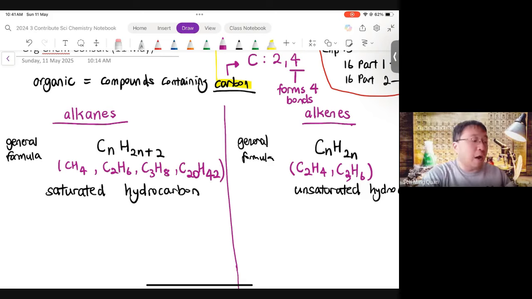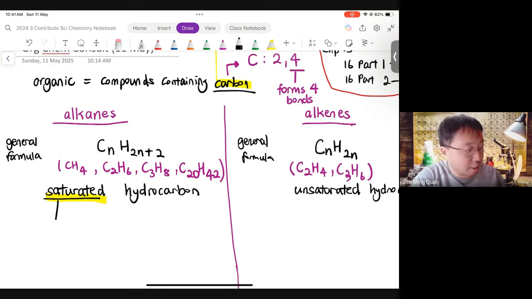Now, the next thing you need to know about alkanes and alkenes is the terminologies. What is the meaning of saturated in organic chemistry? Alkanes are considered saturated hydrocarbons. So, what is the meaning of saturated?